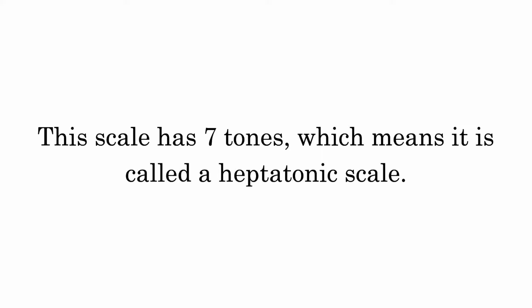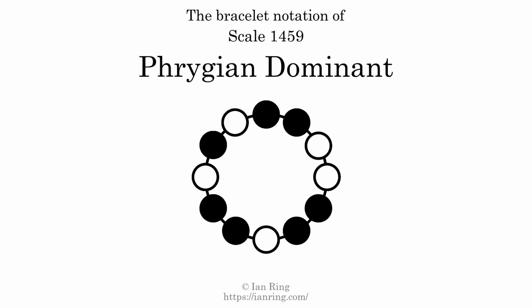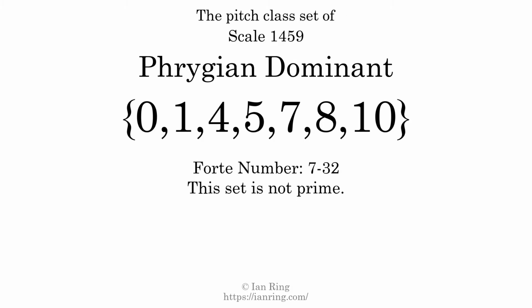This scale has 7 tones, which means it is called a heptatonic scale. This is a bracelet notation diagram of scale 1459. The shaded circles represent tones that appear in the scale, and they are read clockwise, starting at the top. The pitch class set for this scale is 0, 1, 4, 5, 7, 8, 10. The fourth class is 732. This set is not prime.